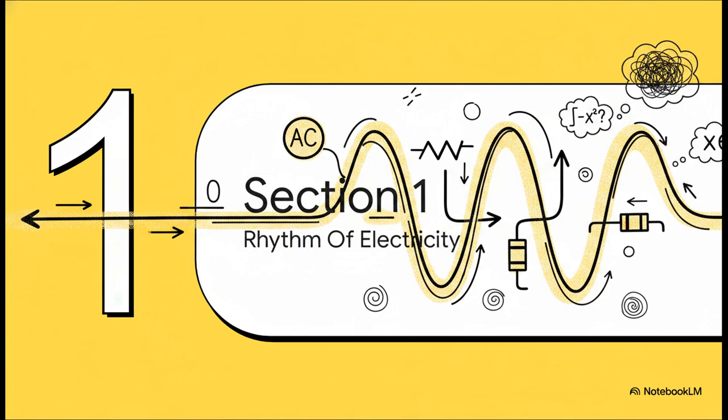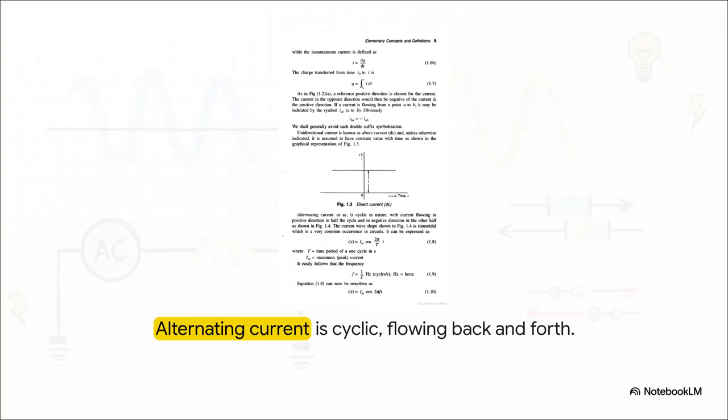Section 1. The Rhythm of Electricity. To really get this process, we first need to rethink how energy actually travels. So we need to talk about alternating current, or AC. Now I know textbooks often present AC as this intimidating math problem, absolutely packed with integrals, but just look at how it's visualized here. While direct current is just a flat line, alternating current is this beautiful sinusoidal wave. It's cyclic. The current flows in a positive direction for half the cycle, and then smoothly, naturally reverses.